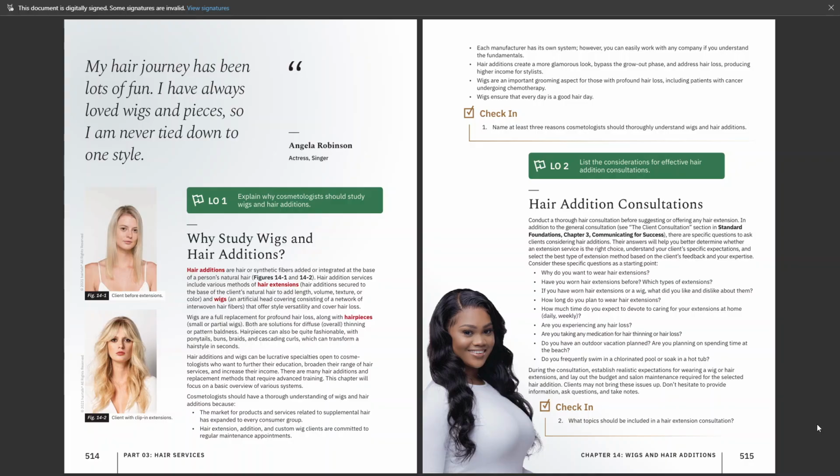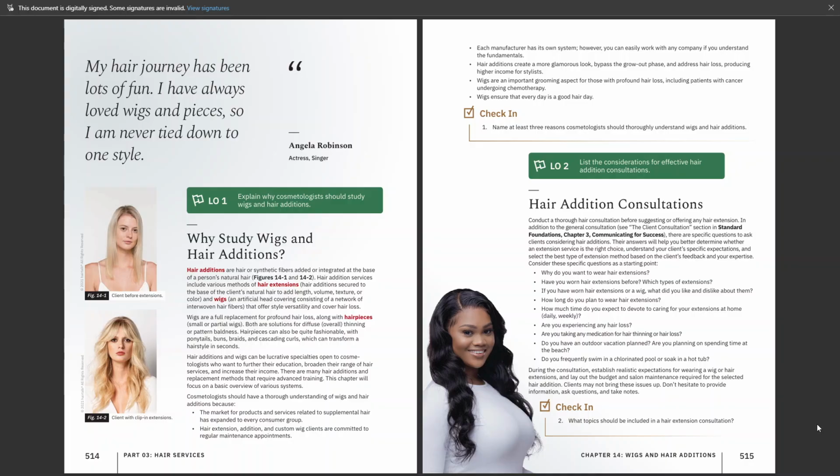Are you experiencing any hair loss? Are you taking any medication for hair thinning or hair loss? Do you have an outdoor vacation planned? Are you planning on spending time at the beach? Do you frequently swim in a chlorinated pool or soak in a hot tub?